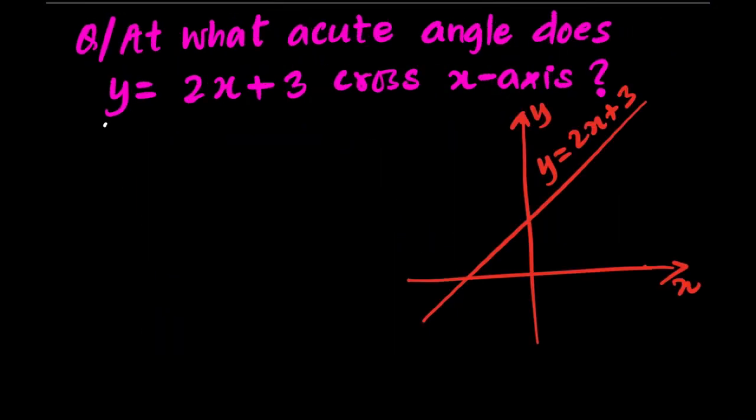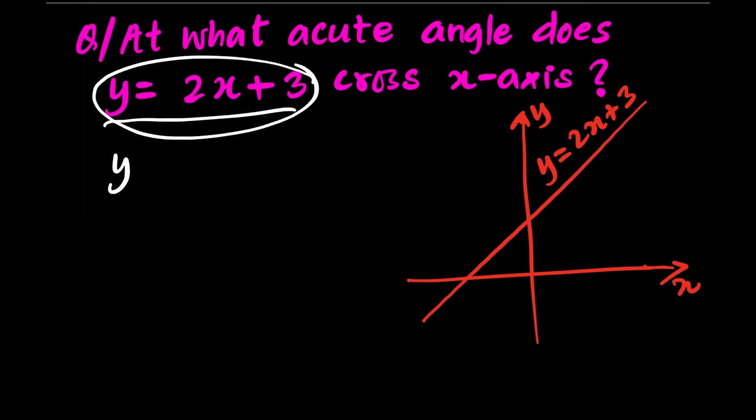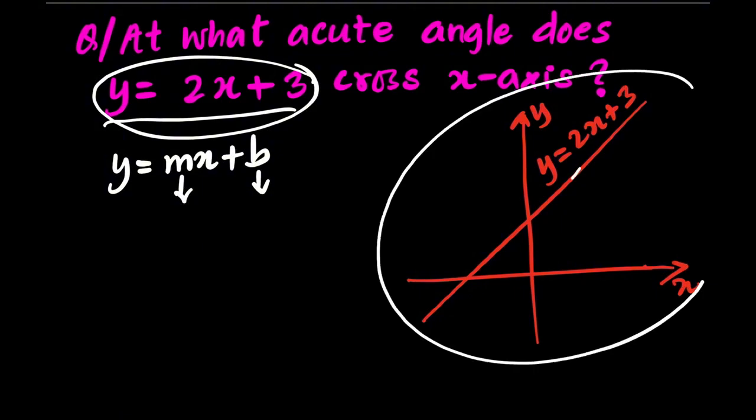Let's look at this problem. At what acute angle does y equals 2x plus 3 cross the x-axis? Since this equation is in the form y equals mx plus b, which is in slope and y-intercept form, where m is the slope and b is the y-intercept. And here is the rough sketch of this problem. So this is the graph of y equals 2x plus 3. And then the problem is asking what is the angle between this x-axis and the graph.